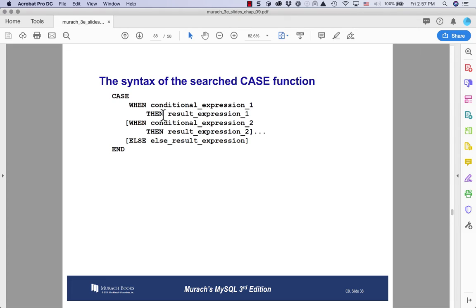result expression one. When conditional expression two, then result expression two. Now, do these all have to deal with the same columns? No, they don't. And then you have an optional else. So you can have a really sophisticated analysis here. You're doing the same thing on the basis of the conditions. You're coming up with a single value to put in that column, but because it's not all based on one evaluated expression, but could be a different one for each when, it can be even more sophisticated. So let's take a look at one of those.